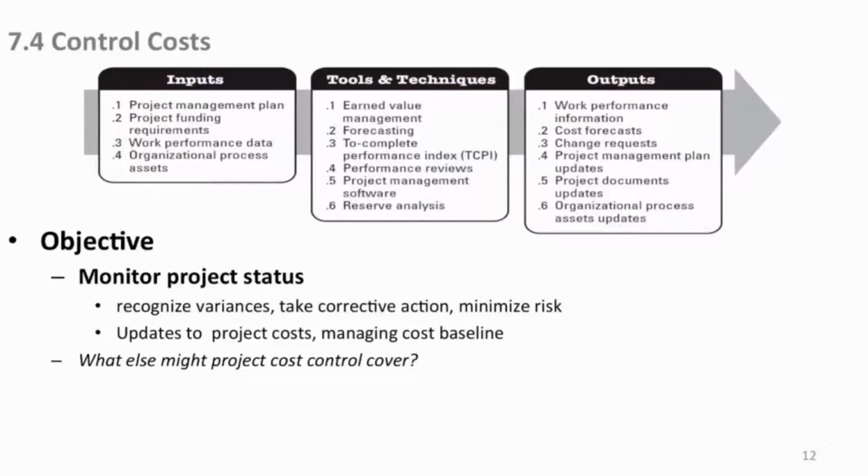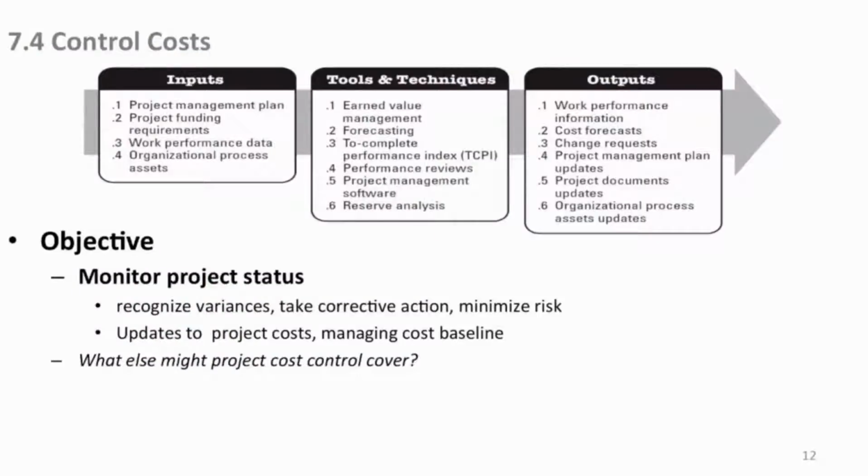We recognize that there are variances, and we actually can see them now because actuals are coming in. We need to take corrective action, and we have to minimize risks because of the way we're spending and expending our money. We do updates to project costs because of actuals, and we're going to be managing that to the cost baseline and taking corrective actions.